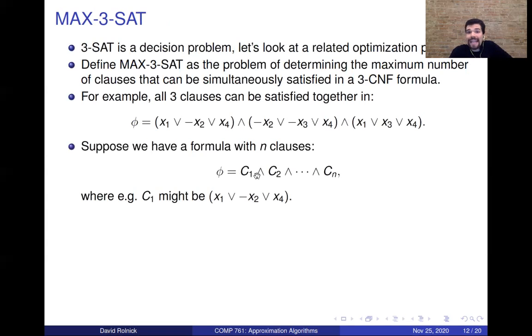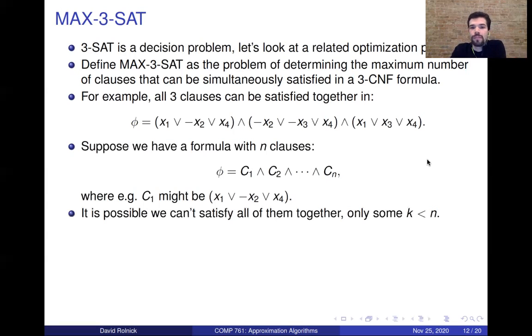But if we had n different clauses, then it's possible that we couldn't satisfy all of them, but we could satisfy almost all of them simultaneously. So if something's not satisfiable, then it's in some sense like, how close can we get to satisfying the whole thing? We get to pick which clauses. How many clauses can be satisfied? What's the max number?